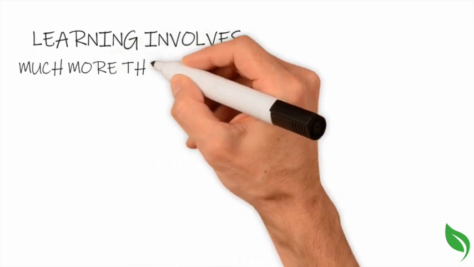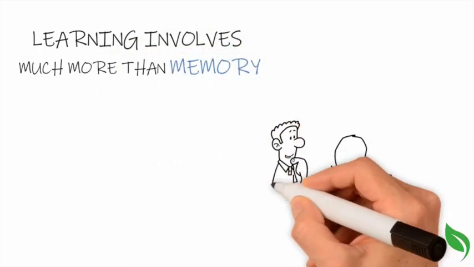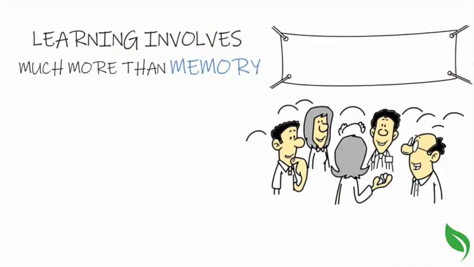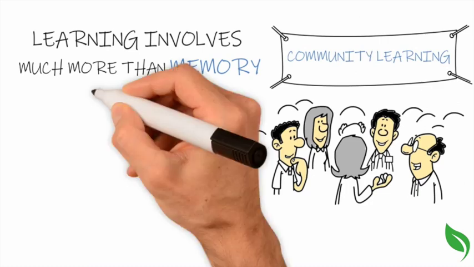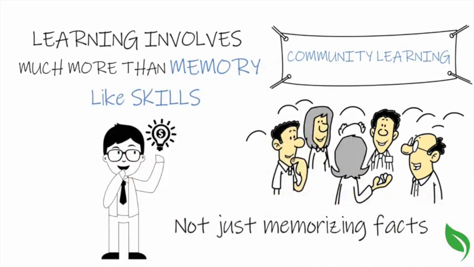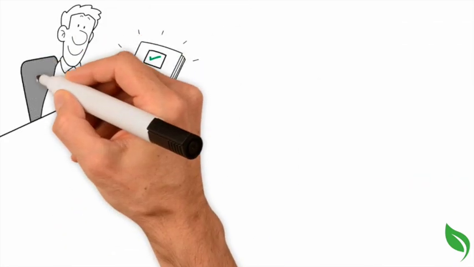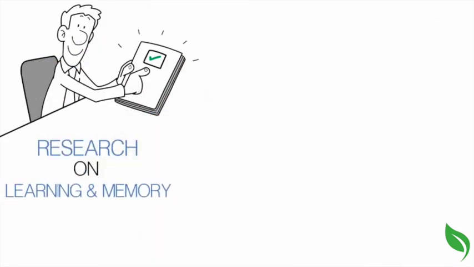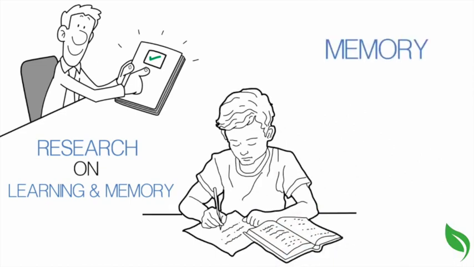Of course, learning involves much more than memory alone, including social factors; we often learn in a community. There are also different kinds of learning, including skills and ways of thinking, not just memorizing facts. This section draws upon research on learning and memory as a starting point in helping the learner to learn more effectively.